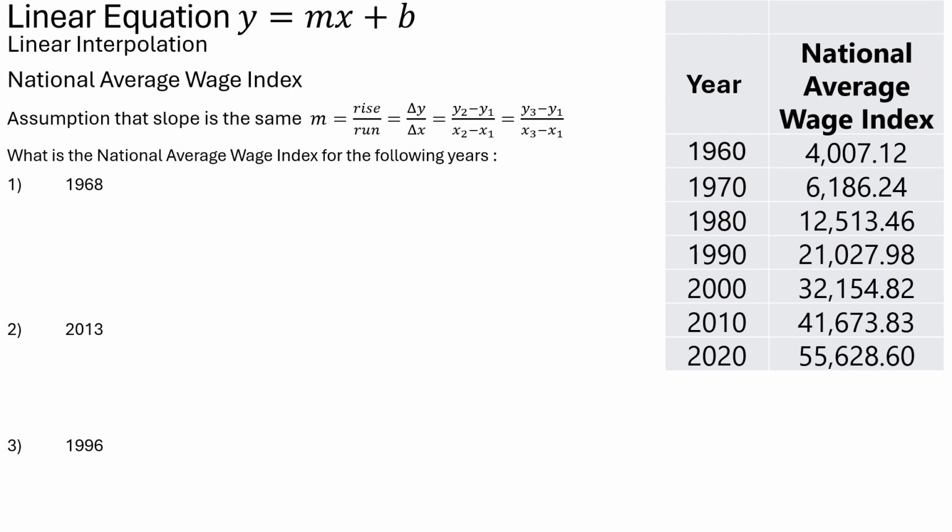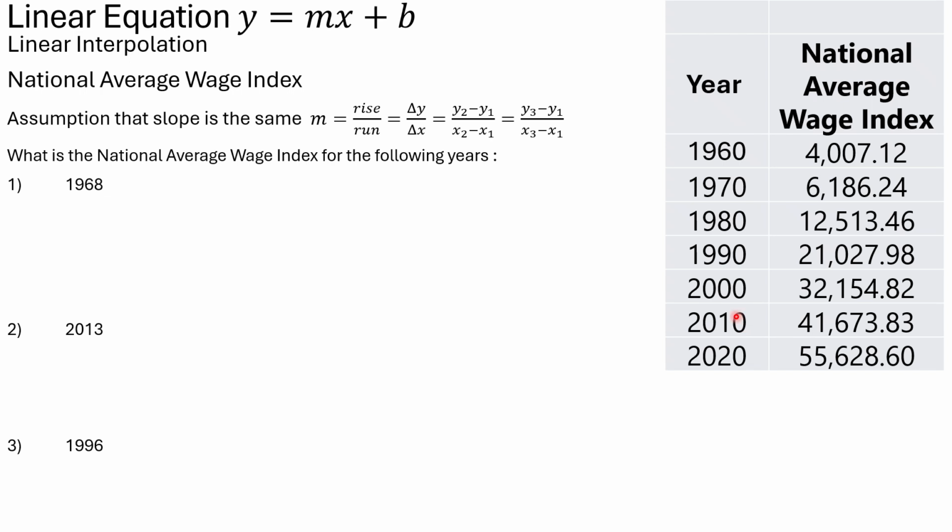Okay, one more example problem where we're looking at linear interpolation, right? So here we have a table. This is from the Social Security website. They have every single year, but we're going to just go by decades from 1960, just so that we can do some linear interpolation. This is National Average Wage Index by decade.